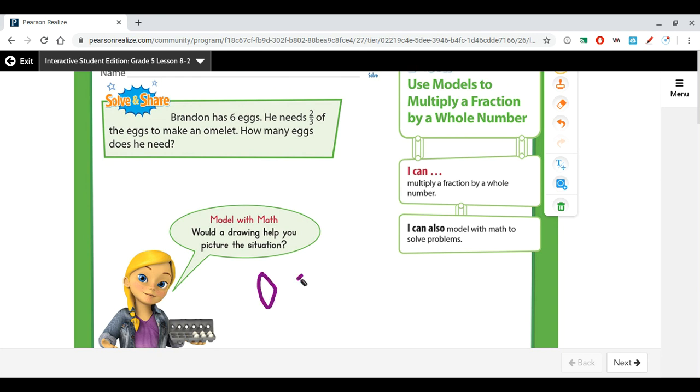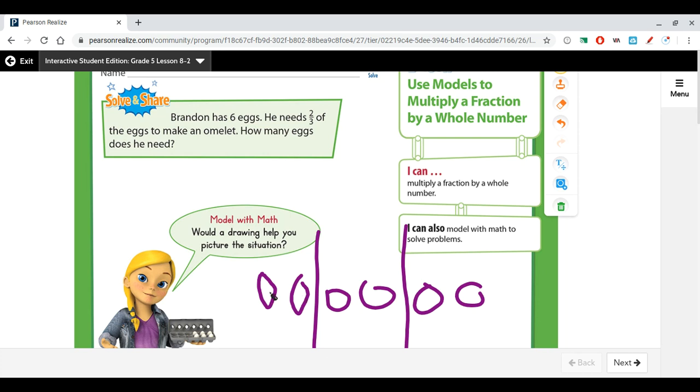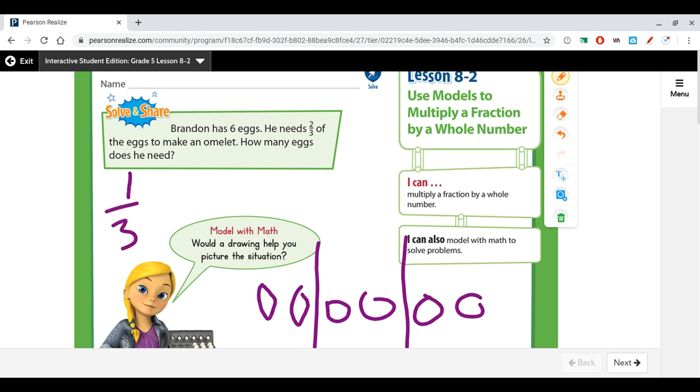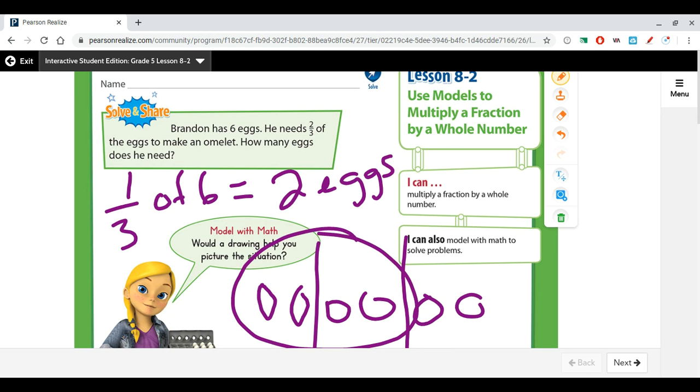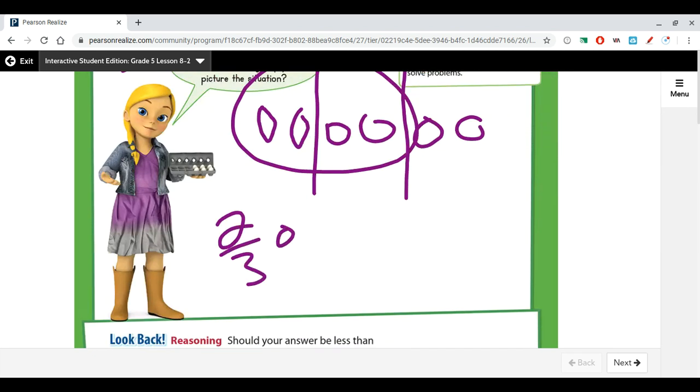So I have 6 eggs. So I'm just going to draw 6 eggs. So when I draw my 6 eggs, 4, 5, 6, I need 2/3 of them. So what I'm going to do is take my 6 eggs and divide them into thirds. So each set of thirds is going to be equal to 2 eggs. So 1/3 of 6 is going to be equal to 2 eggs. So if I have 1/3 of 6, I need 2/3 of 6. And so 2/3 of 6 is equal to 4 eggs.